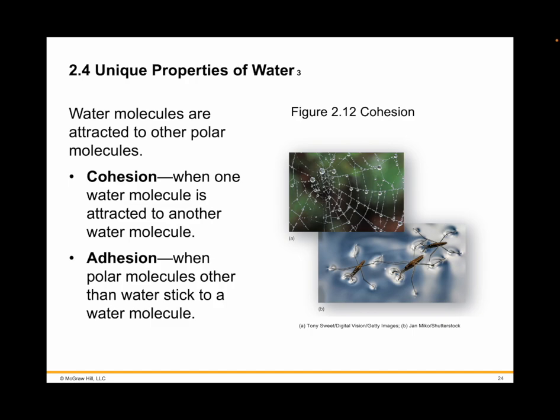Surface tension is a force that causes water to bead or supports the weight of an insect. See figure 2.12 on page 43. When the other polar molecule is a different substance, the attraction is called adhesion. So water clings to any substance with which it can form hydrogen bonds. Again, water clings to any substance with which it can form hydrogen bonds. So adhesion is why things get wet.